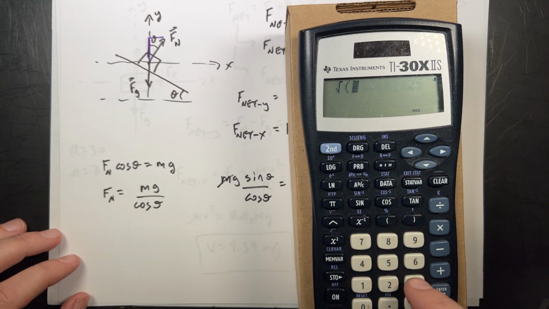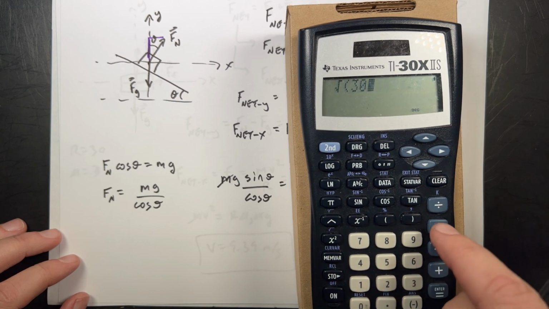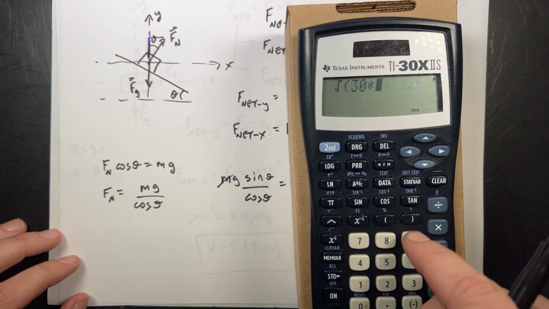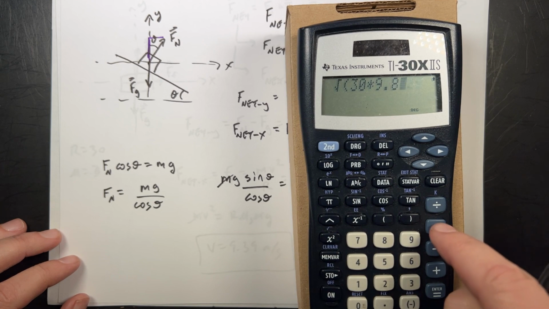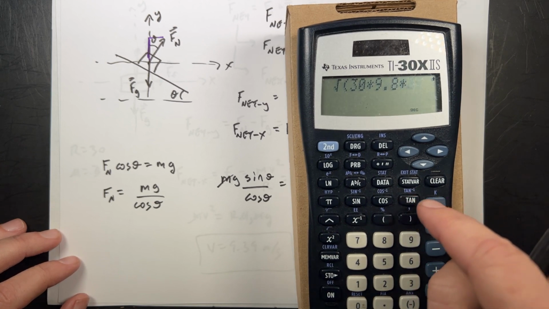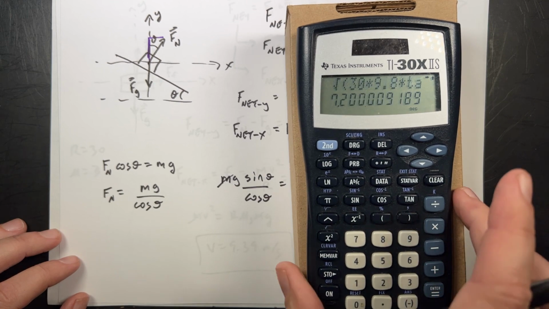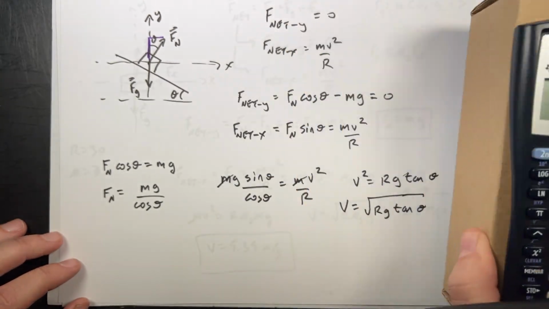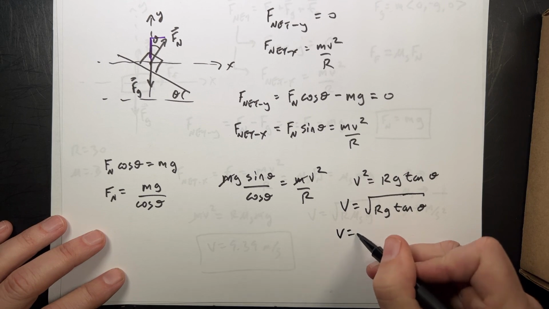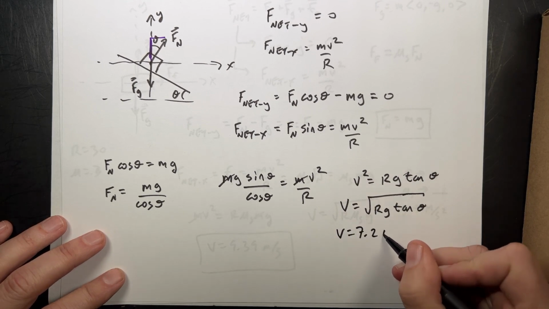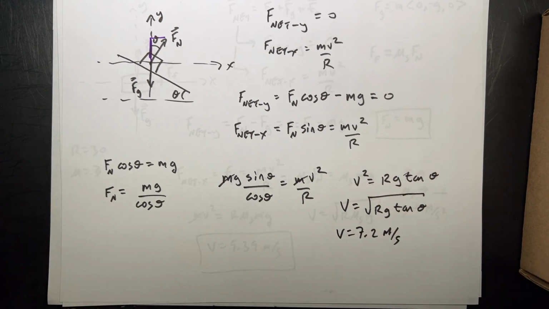R, which is 30, times 9.8, times tangent 10. 7.2 meters per second. So not as fast.